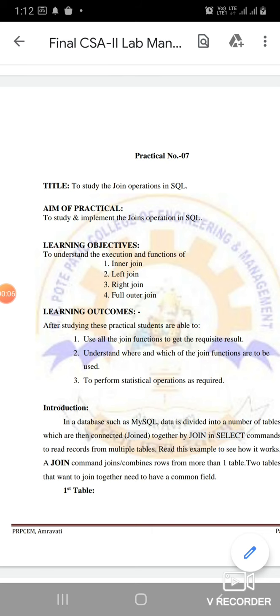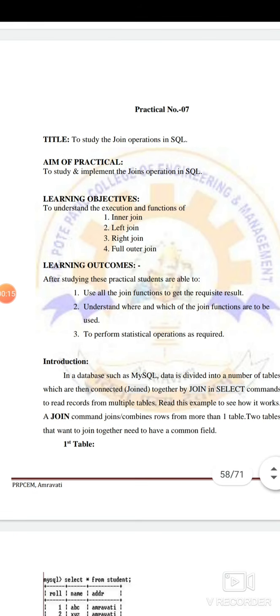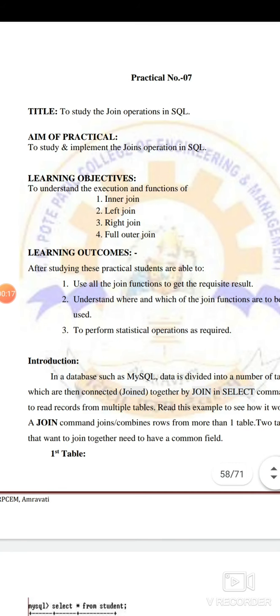Today we are going to study joins, practical number 7. So what is our title? To study the join operations in SQL. And what is the aim of the practical? To study and implement the join operations in SQL.